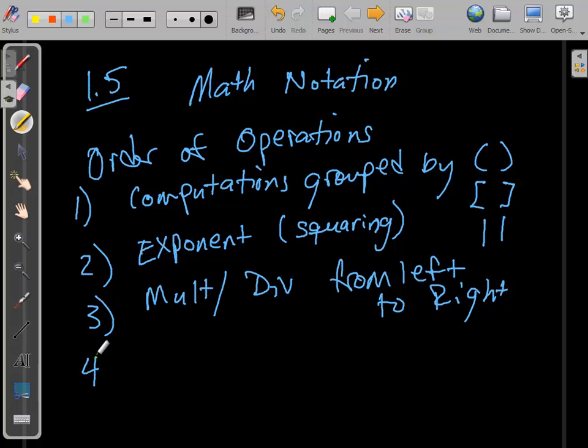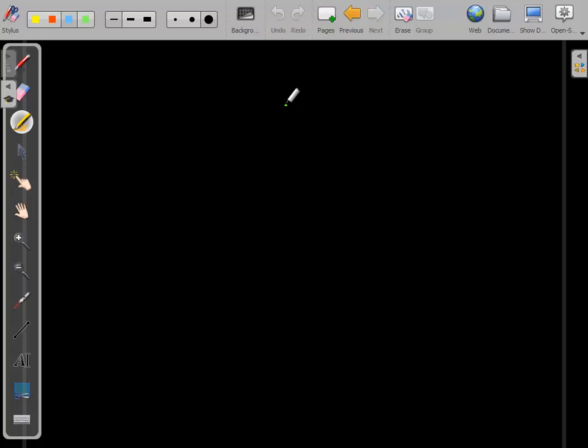And the same would go for addition. Now I've simplified the list from the book a little bit. You can take a look at that in section 1.5 and get a better understanding of the nuances of each one. But I'm going to do an example, and I hope to illustrate the order of operations and what it all means. So we add or subtract, also left to right.